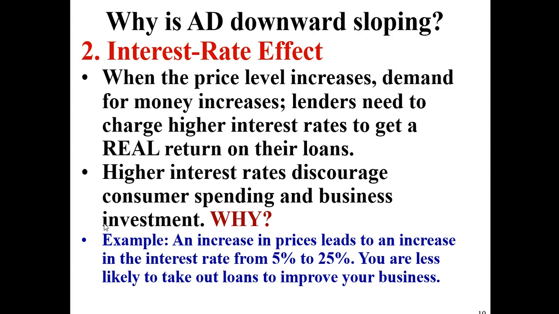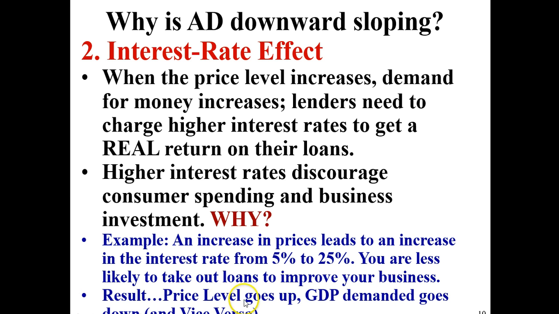So an example here would be an increase in prices leading to an increase in the interest rate. And you, whether you're a consumer or an investor, are going to be less likely to take out loans to improve your business. Or even if you're a consumer, you're going to be less likely to take out loans to purchase things. So the result is that when the price level goes up, GDP demanded goes down. So remember, these three things are explaining that inverse relationship between the price level and real GDP.